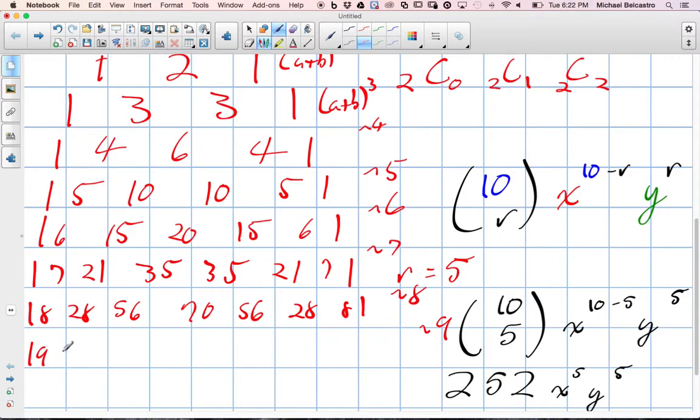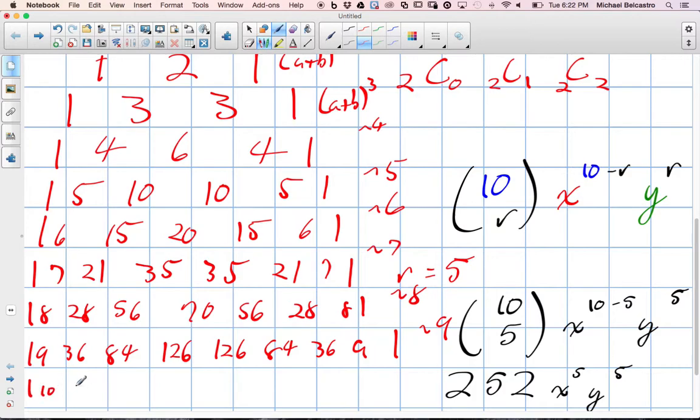1, 9, 36, 84, 126, 126. That's not a 9, that should be a 9. I'm just trying to squeeze it in place. Okay, it shouldn't be 19, right. You're right. This will be 36, 84, 126, 126, 84, 36, 9, and 1. And I have to squeeze this in again.